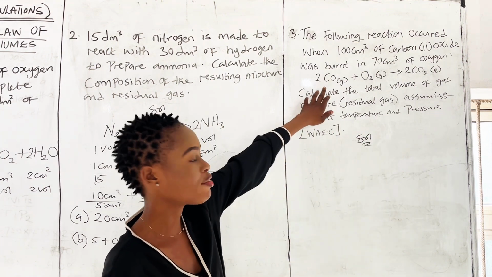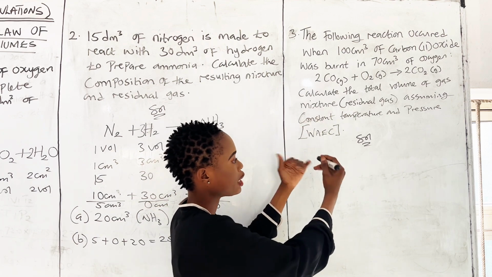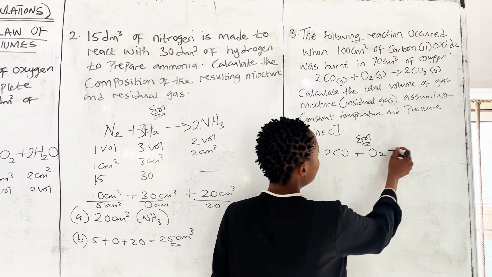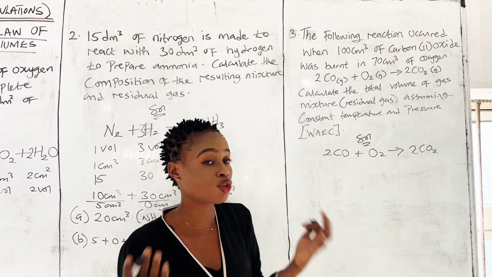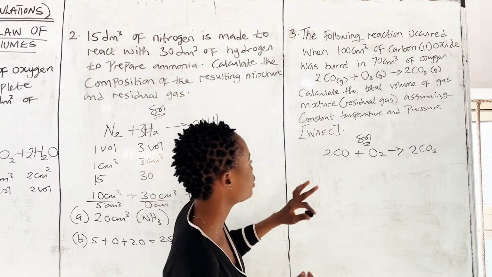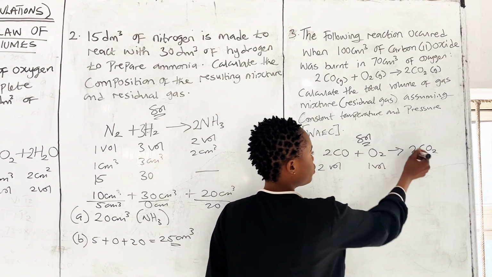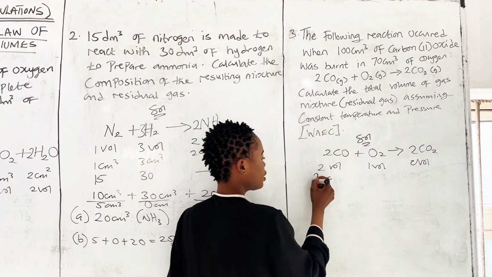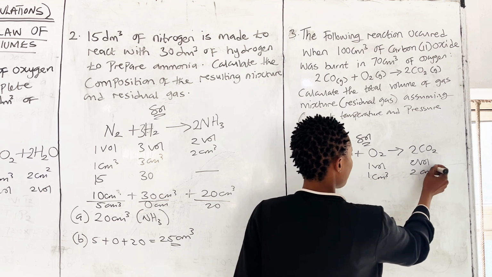So we're already given the equation, so we don't need to rewrite another equation. You simply copy the equation as it was given, which is just 2CO plus O2 to give us 2CO2. It's already balanced, but you can also check it's already balanced. So now, as usual, 2 volume, 1 volume, 2 volume. So you can also write your 2 cm cube, 1 cm cube, 2 cm cube.